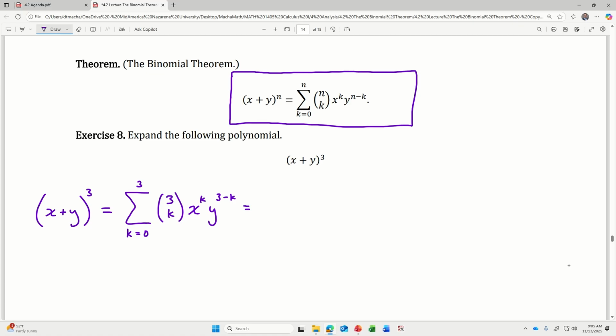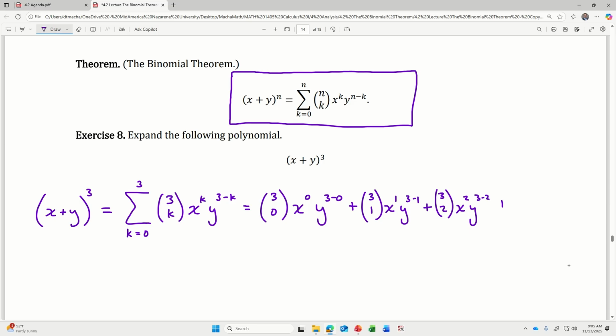So let's write those out. When k is equal to 0, this is 3 choose 0, x to the 0, y to the power 3 minus 0. I add to that when k is equal to 1, and I add to that when k is equal to 2, and I'm going to add to that when k is equal to 3.